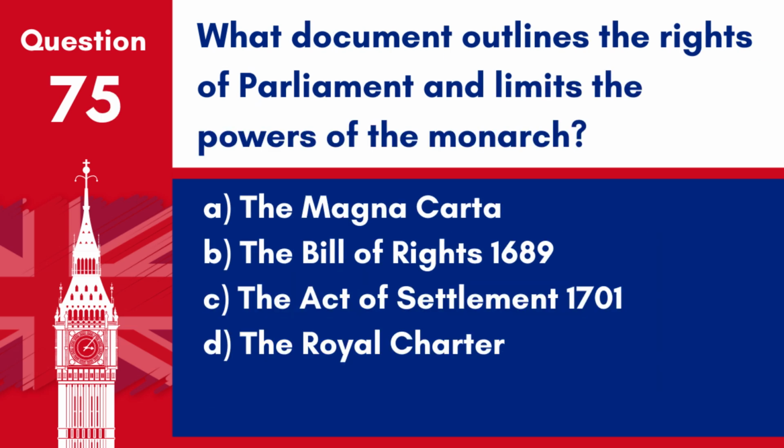Question 75. What document outlines the rights of Parliament and limits the powers of the monarch? A. The Magna Carta. B. The Bill of Rights 1689. C. The Act of Settlement 1701. D. The Royal Charter.